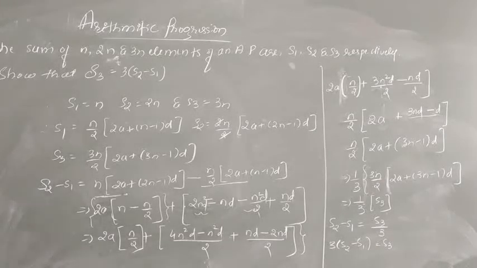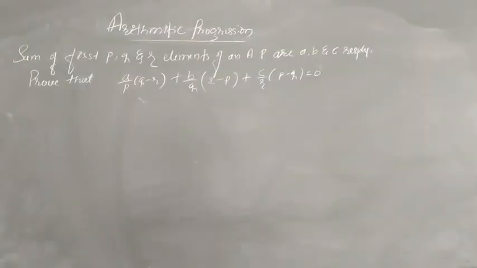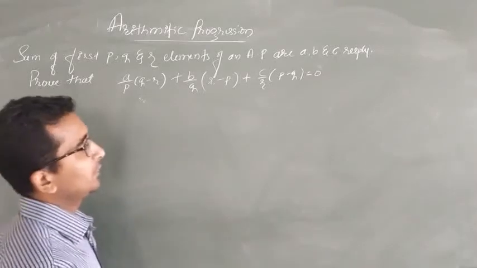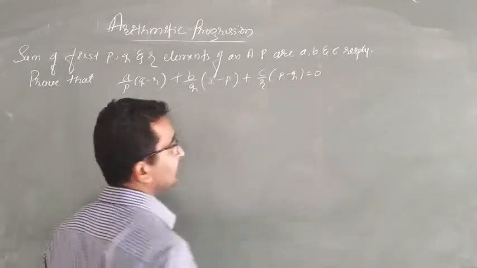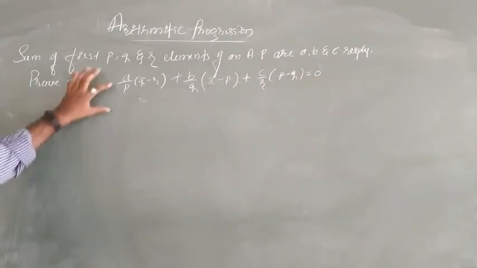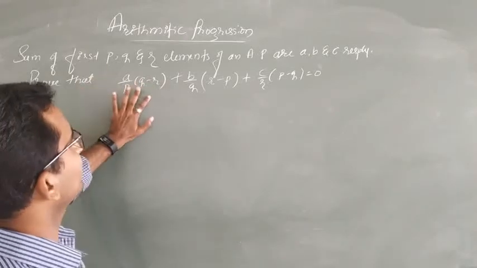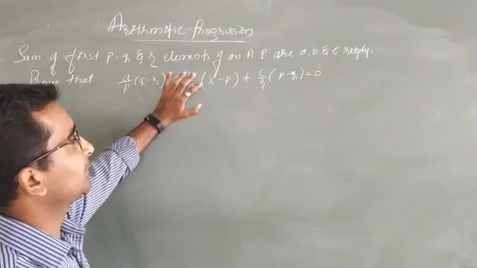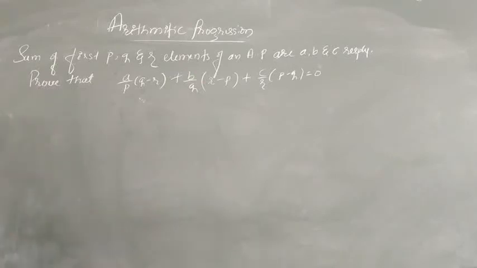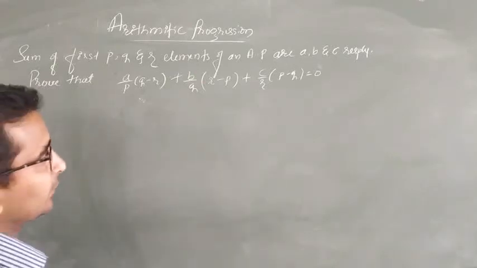So the next example is this. The sum of first p, q and r elements of an AP, they have given the values as a, b and c respectively. What we have to show is that a by p into q minus r plus b by q into r minus p plus c by r into p minus q is equal to, the answer you should get as 0.